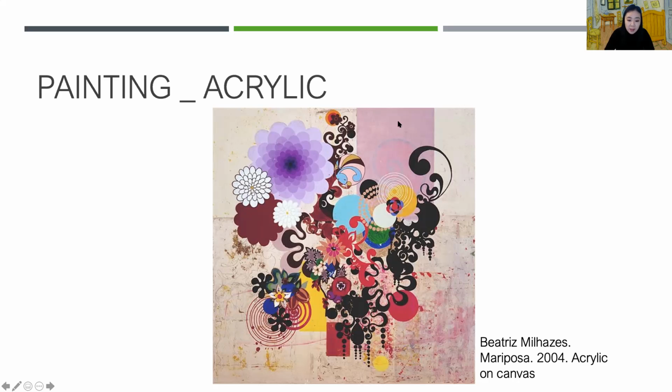And like this painting, the artist shows oil painting effects on the emphasis part and watercolor effects on the subordination part by using acrylic paint. So that's it for the painting chapter.